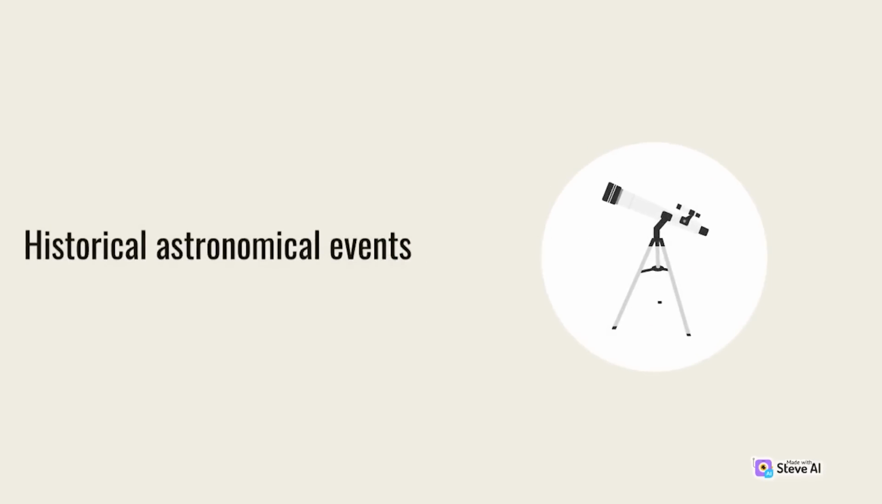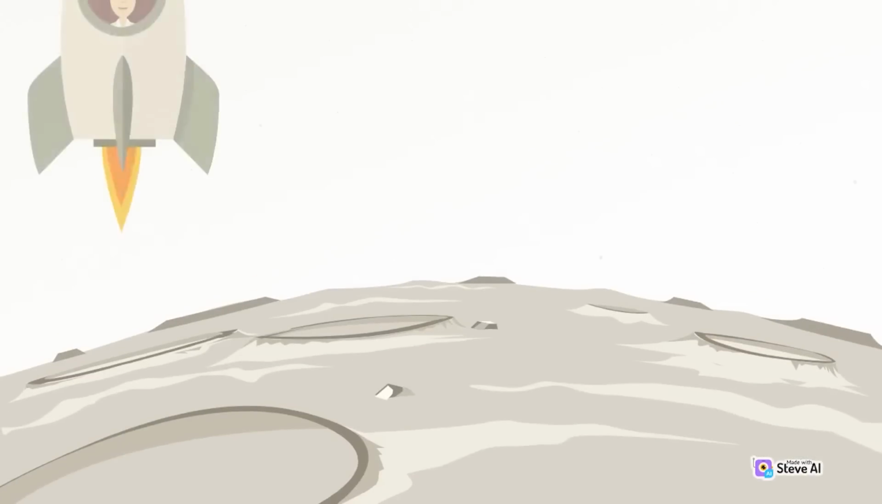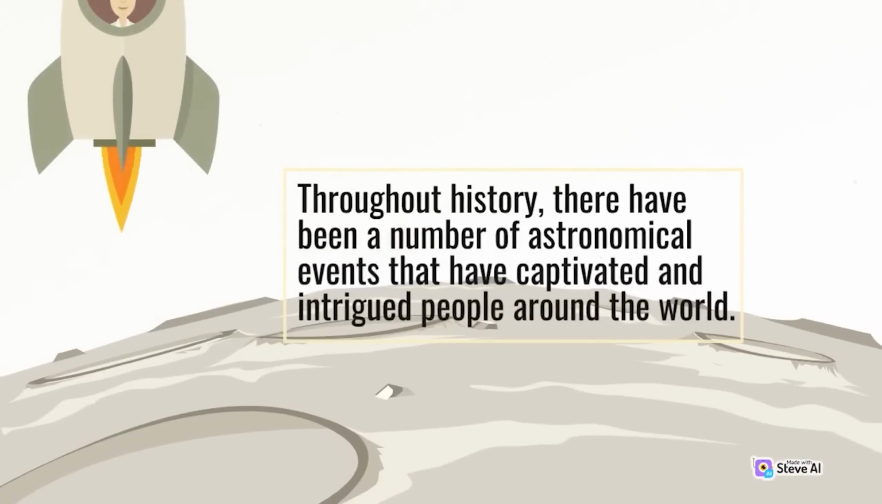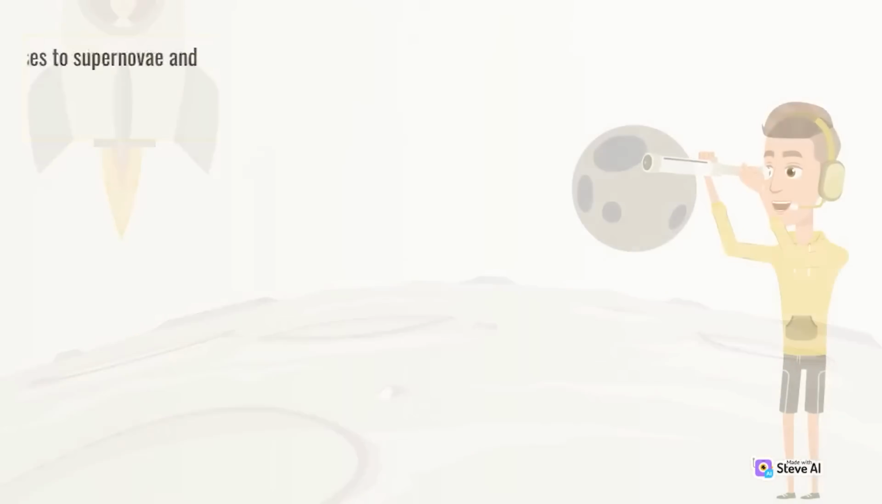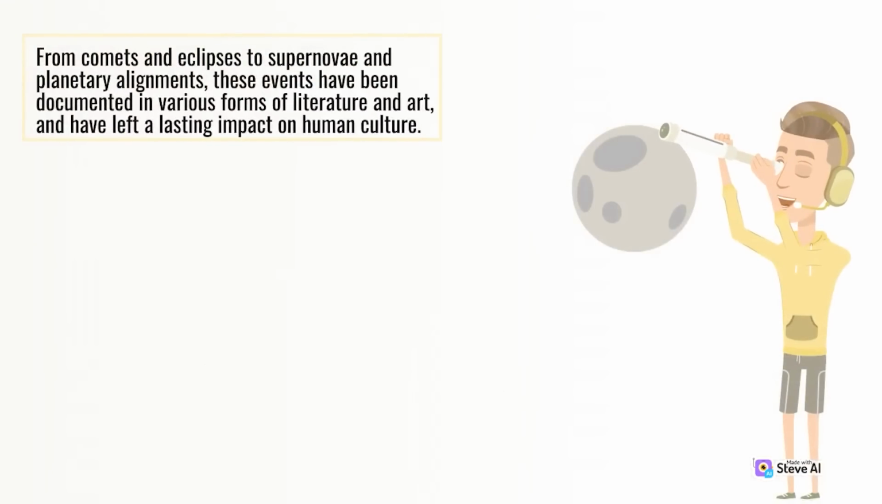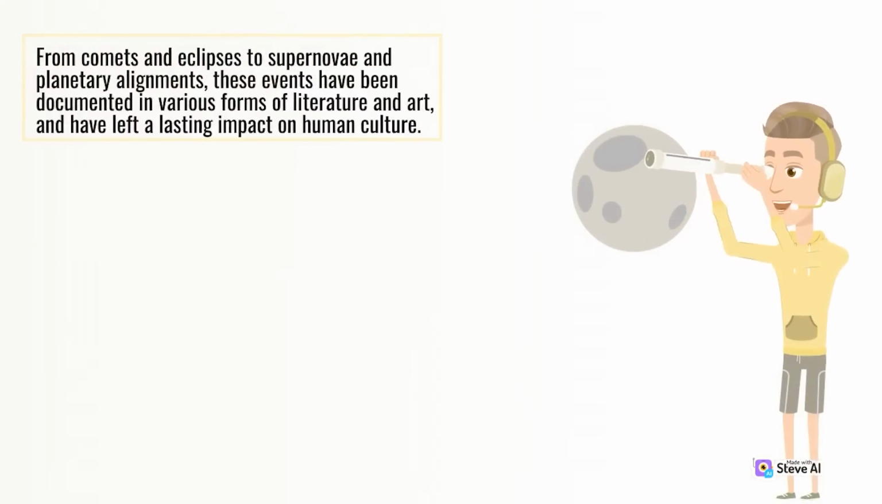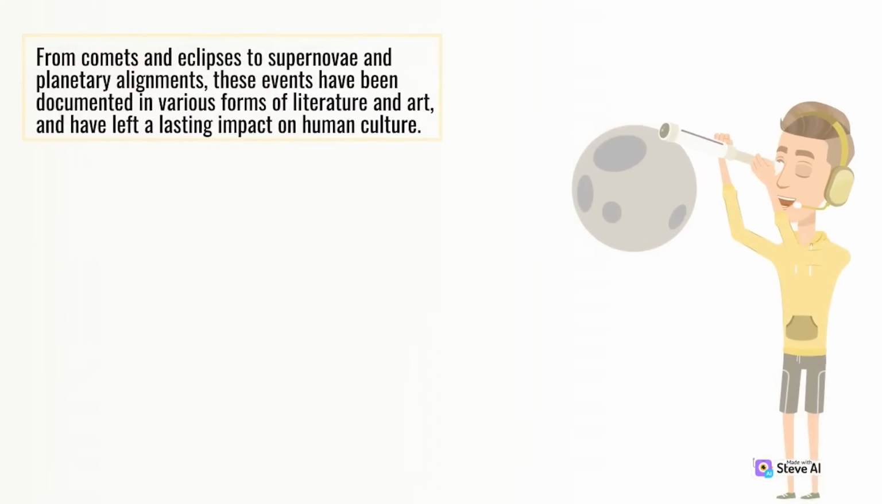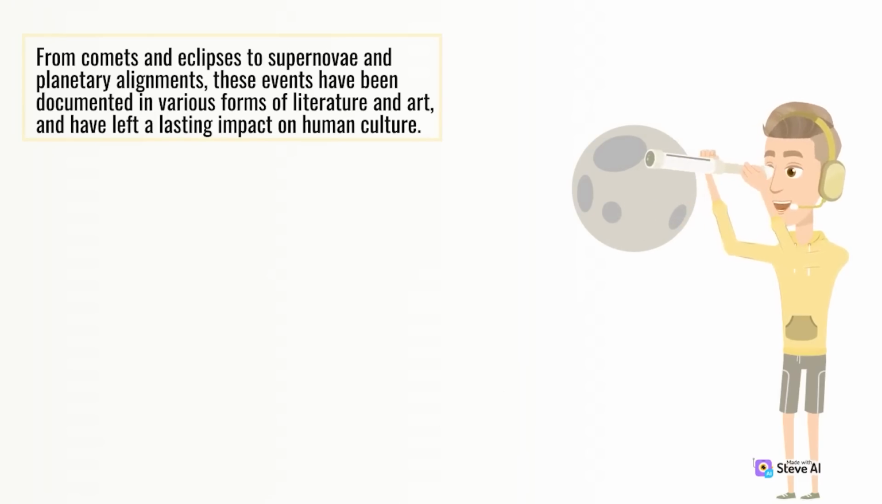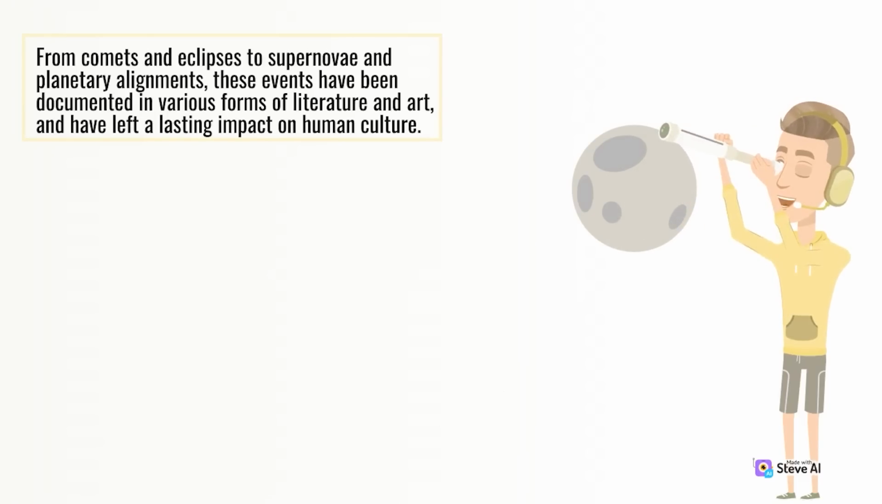Historical astronomical events. Throughout history, there have been a number of astronomical events that have captivated and intrigued people around the world. From comets and eclipses to supernovae and planetary alignments, these events have been documented in various forms of literature and art, and have left a lasting impact on human culture.